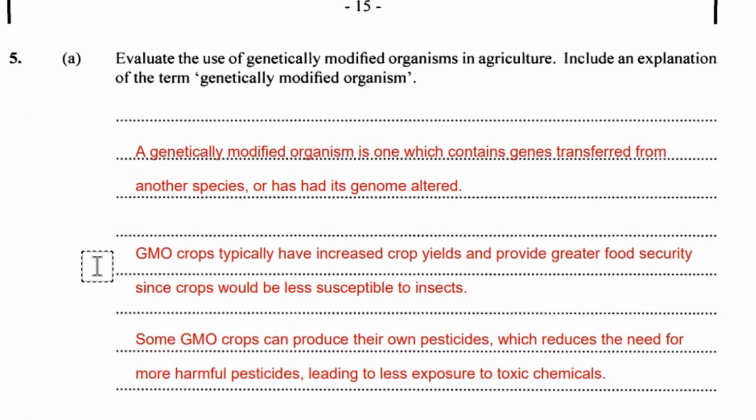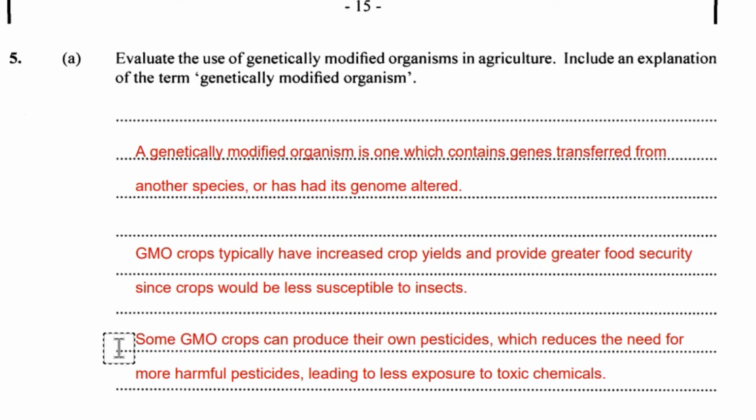Now GMO, they want us to focus primarily on agriculture. GMO crops typically have increased crop yields and provide greater food security, since crops would be less susceptible to insects. And this is also because some GMO crops can actually produce their own pesticides. For example, caffeine, which is not harmful to us really unless in very large amounts, but for insects, caffeine is fatal. So some plants can be infused with a coffee plant gene to produce caffeine, and as a result, when the insects eat the fruits or the leaves or the stems from those, they die.